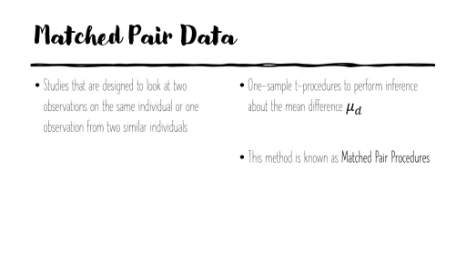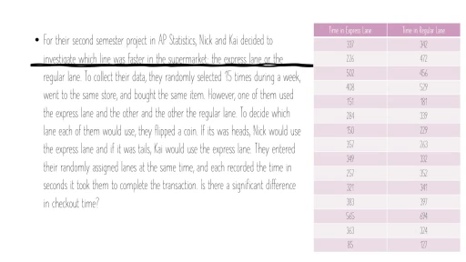Okay, so let's look at an example with matched pairs. Key things that we have here: they are looking to see if the express lane and the regular lane have a difference in their wait time. So these are their wait times in seconds. They did it 15 times.